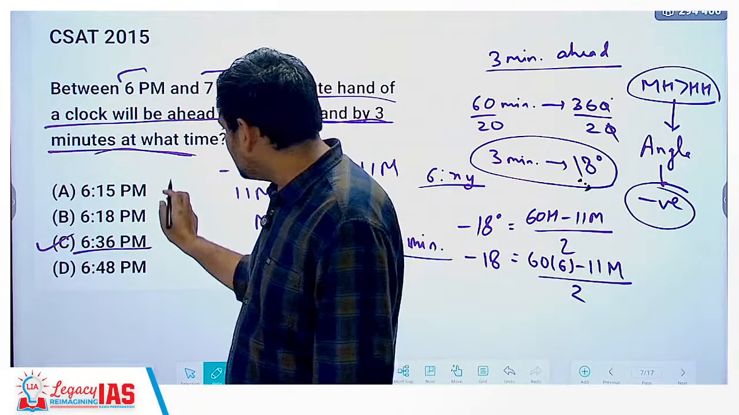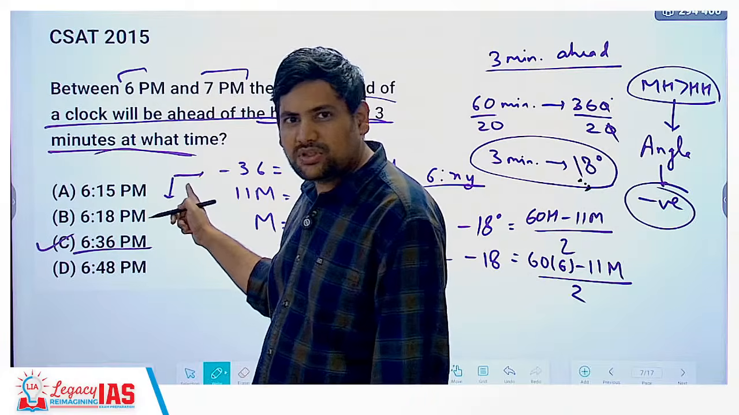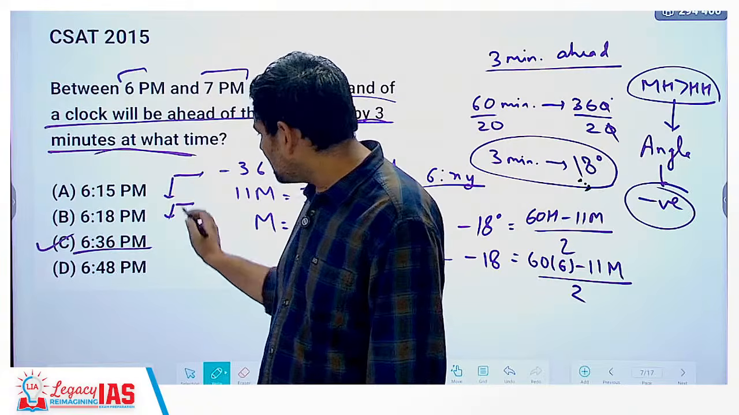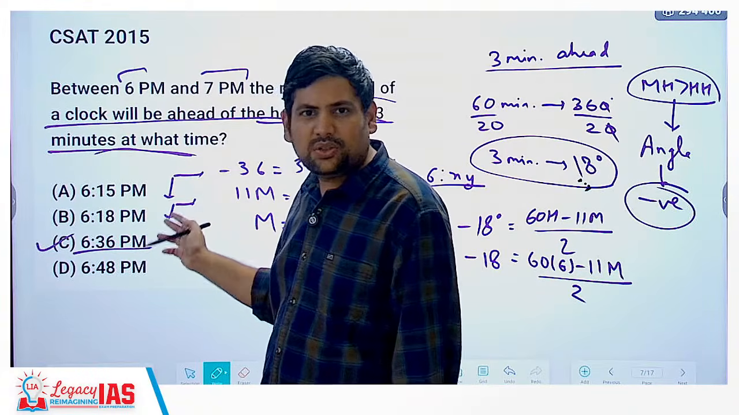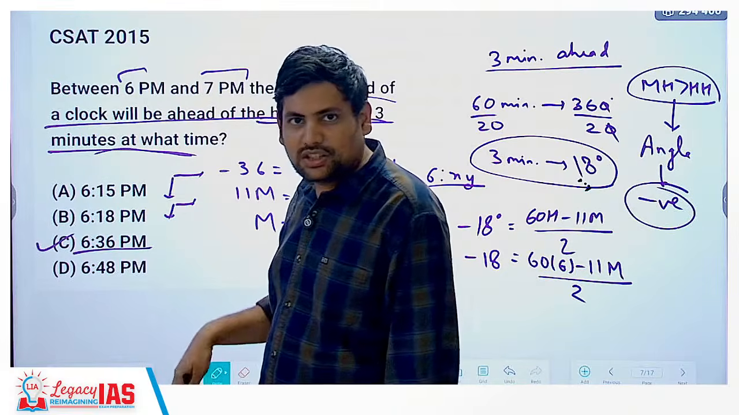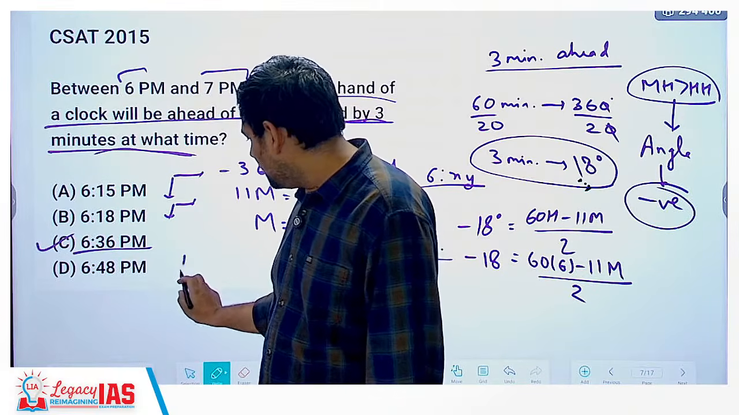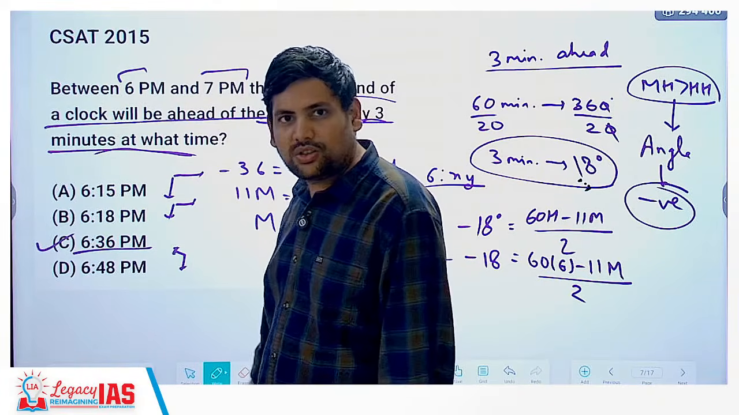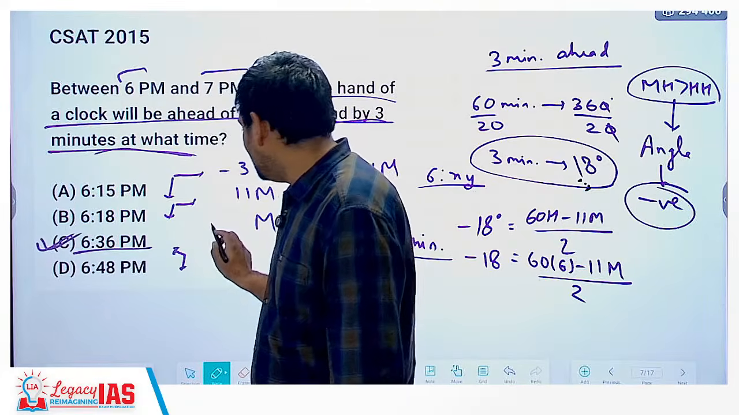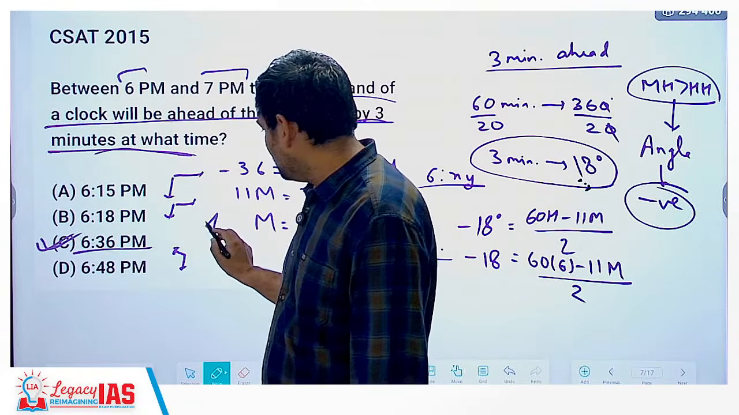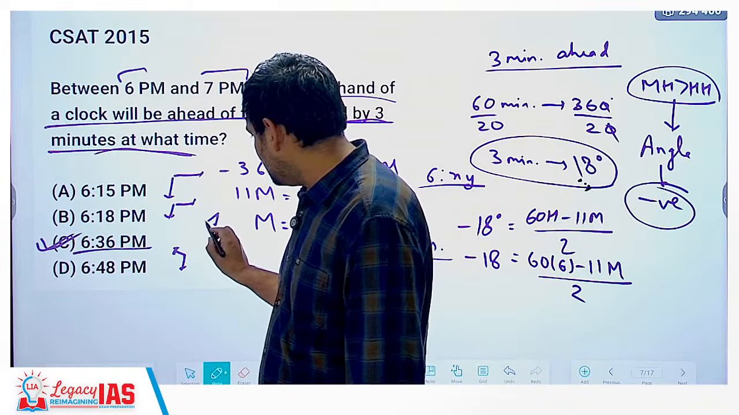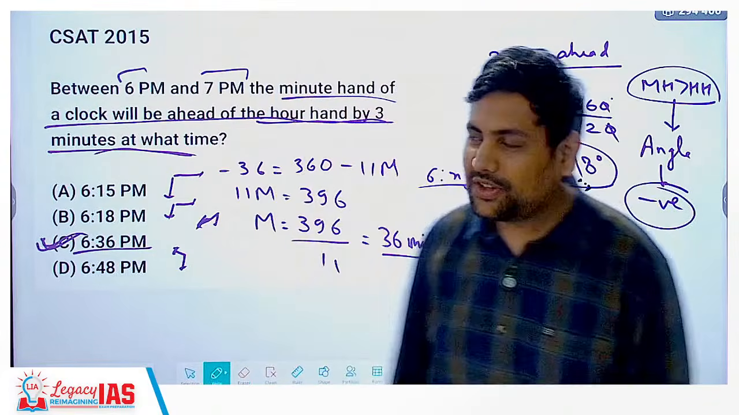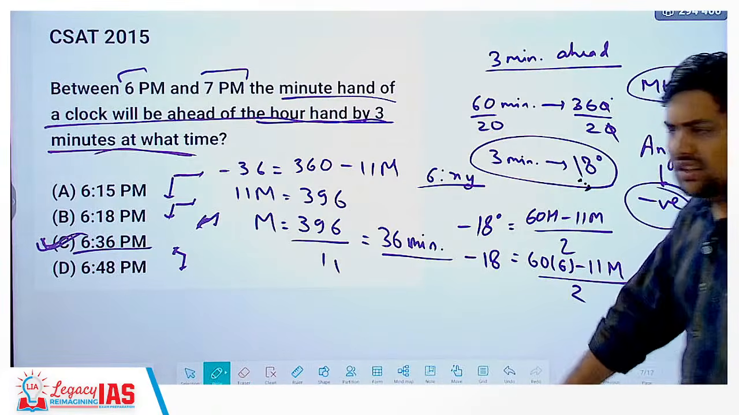See the first option, 6:15 will look something like this. This is almost 90, correct? Not 18 degrees. 6:18 will look something like just a little ahead of 15, but still very close to 70, 80, correct? So this also does not look like 18 degrees. 6:48, now this goes in the other direction, again even more than 90, correct? So this is also not 18 degrees. In all possibility, if you look at 6:36, this is very close to being 18 degrees. So answer becomes C. Okay, just like in that question also, you could have done that just by observation.